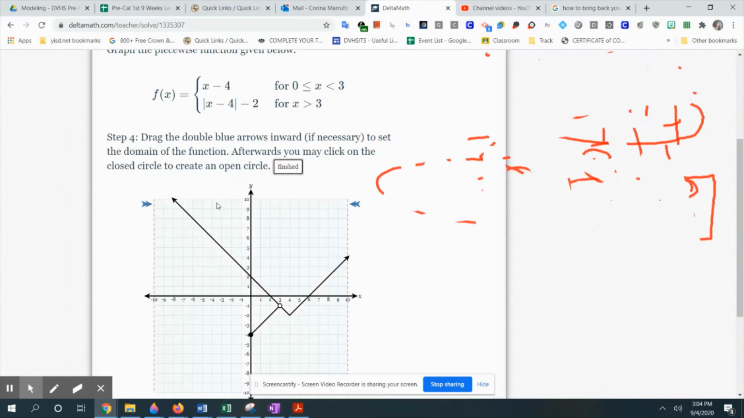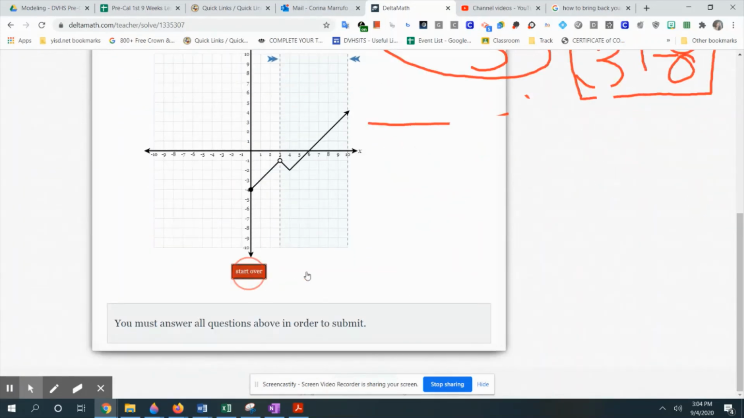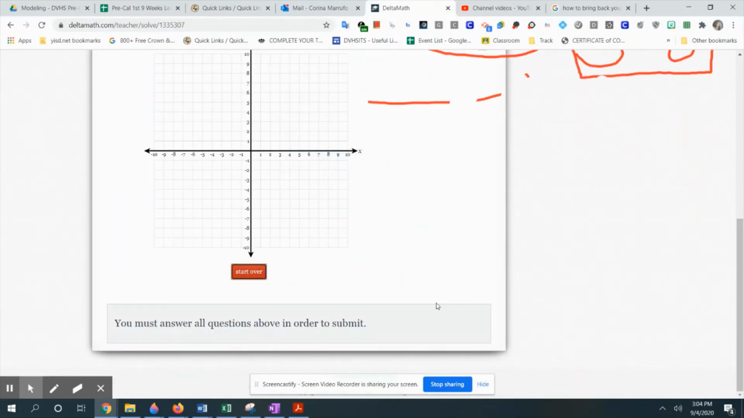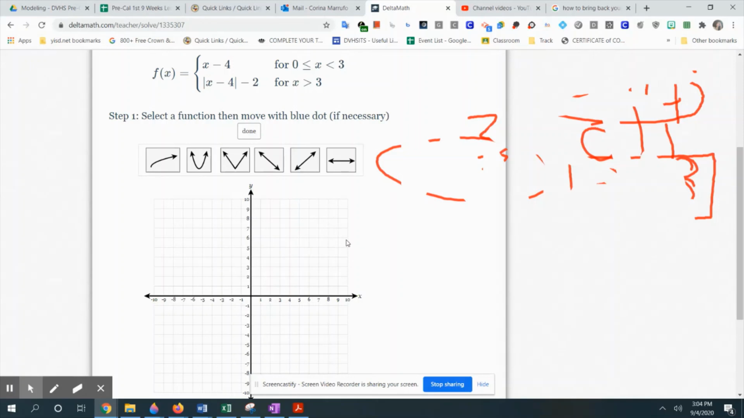And then we're going to set the boundary. So it's x is greater than 3. So here I'm going to move it all the way up to 3. And then if you notice, it's not equal to 3. So we're going to go ahead and open up the circle. We click finished. Hopefully I did this correctly. We click not start over. No, I clicked start over. Don't do that. I don't know how many times I've done this when I'm practicing.